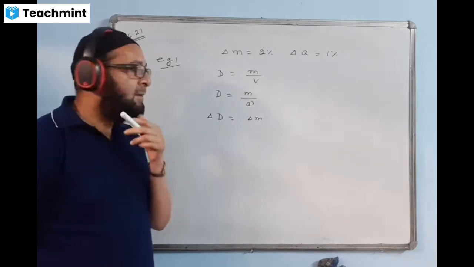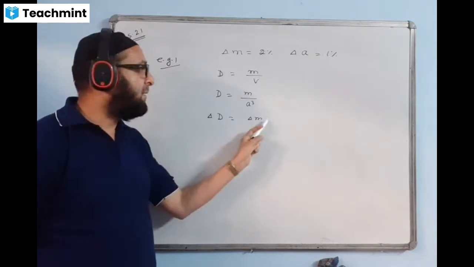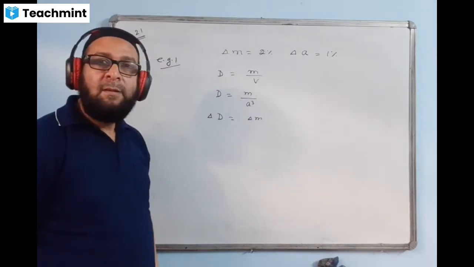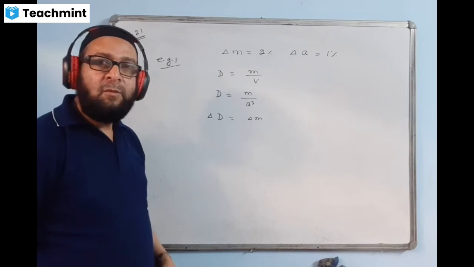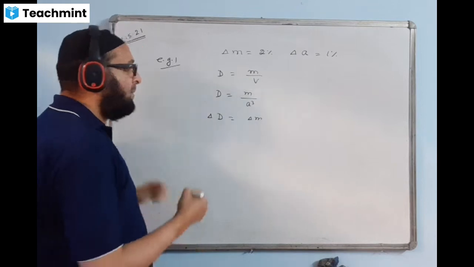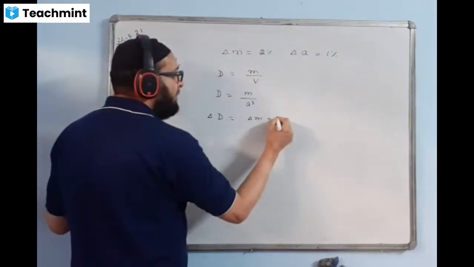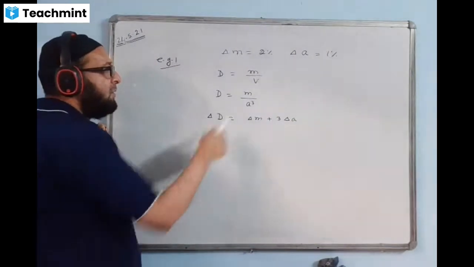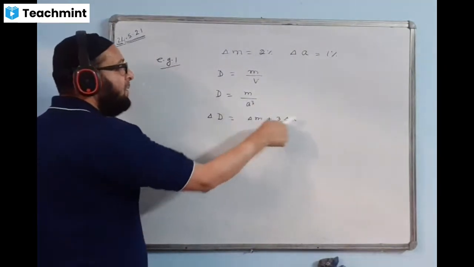What should I write? What should be the sign here in between? What is the sign? Plus? Yeah, you're right. Plus 3 times delta A. Yes. I write the formula first. Delta M plus 3 will come in the front, 3 delta A.